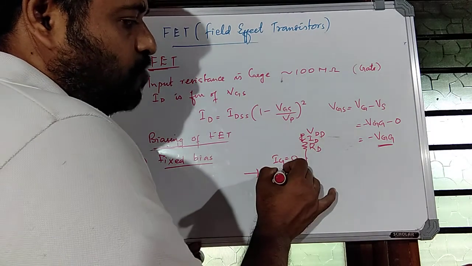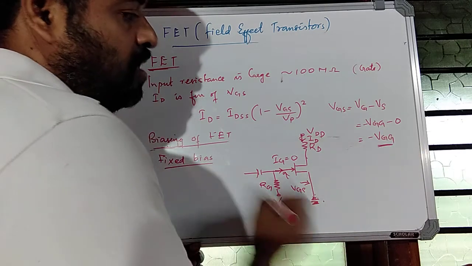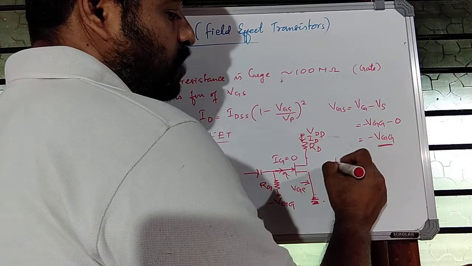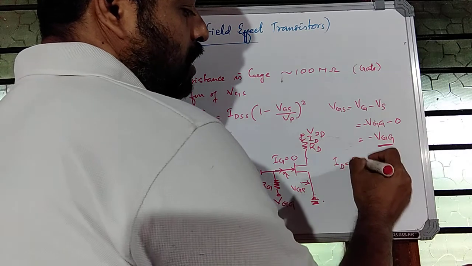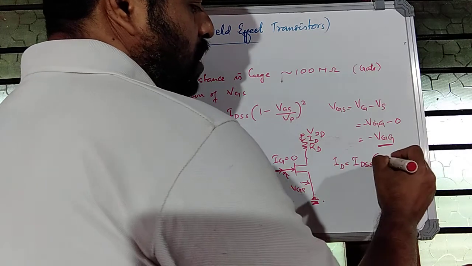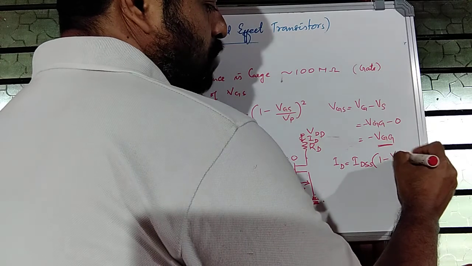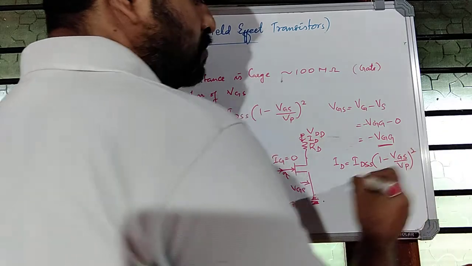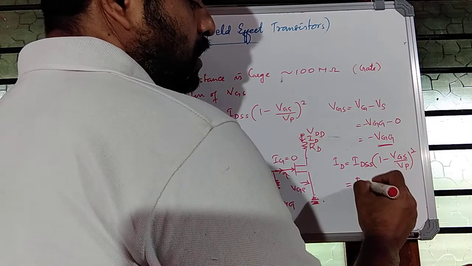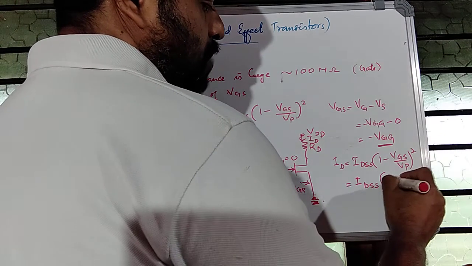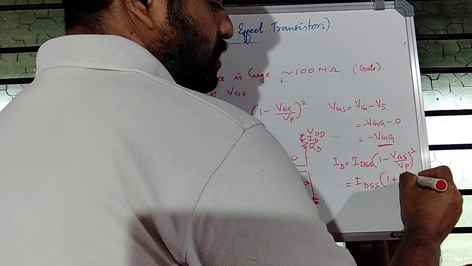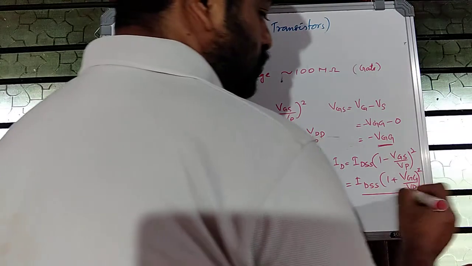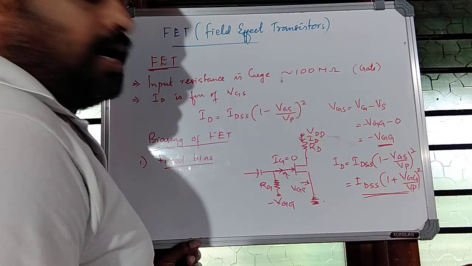അപ്പോൾ സോഴ്സിനെക്കാളും ലോവർ പൊട്ടൻഷ്യലാണ് -VGG എന്നുള്ള വോൾട്ടേജ് ആണ് ഇവിടെ വരുന്നത്. അപ്പോൾ അങ്ങനെ വരുമ്പോൾ ID വാല്യൂ നമ്മൾ കാൽക്കുലേറ്റ് ചെയ്യുകയാണെങ്കിൽ, what is ID? ID equal to IDSS into 1 minus VGS by VP the whole square. The equation is IDSS 1 plus VGG by VP the whole square. So this will give the ID value.